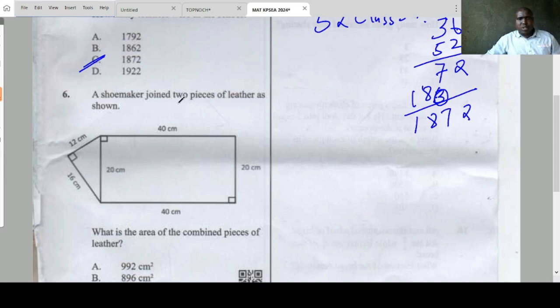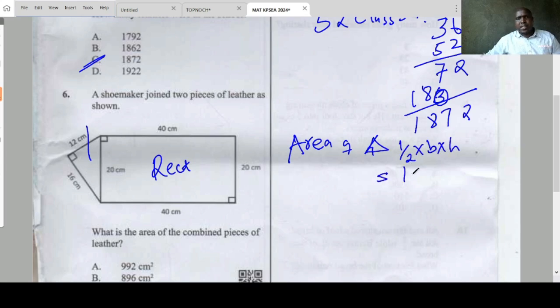A shoemaker joined two pieces of leather as shown. What is the area of the combined piece of leather? So you look at the combined figures. One is a rectangle and another one is a right angle triangle. So the area of a right angle triangle is a half times base times height. So that is a half times the base, which is 16, times the height, which is 12. So this one here is 8. 12 times 8 is 96 centimeters square.